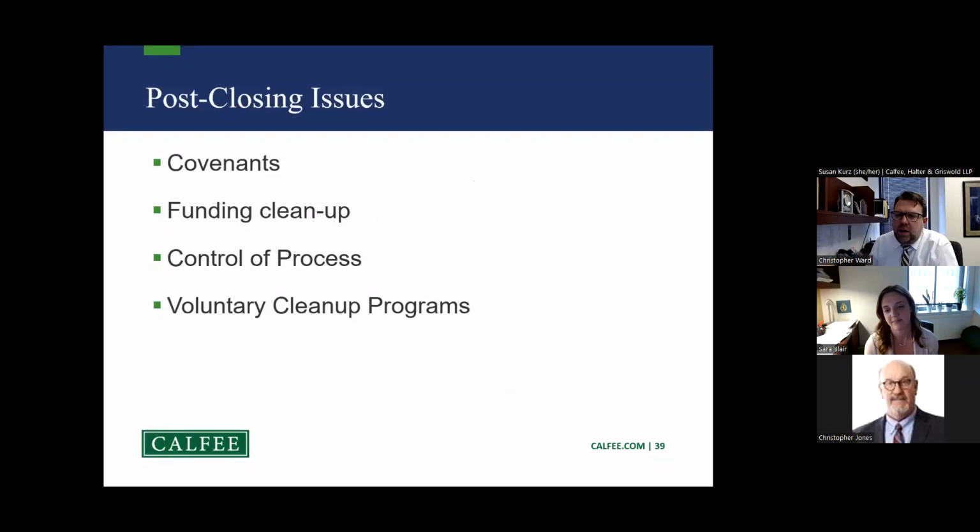Post-closing, there may be also some considerations depending on the deal. Covenants could come into play. Are there activity and use restrictions or limitations based on the presence of PFAS? Are they limited to specific contaminants? Are they limited to specific areas of the property or specific media?